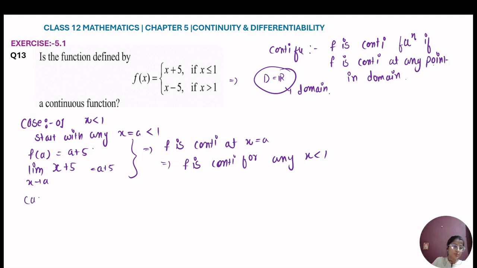Now take case 2. What is case 2? When your x is greater than 1. So similarly, start with any number greater than 1. Find its function value, find its limit value from here. It's for you, you should calculate it.